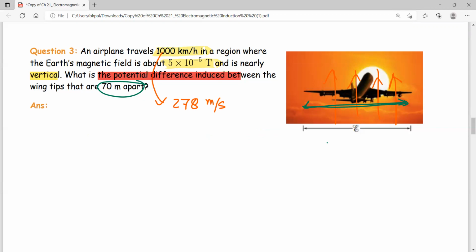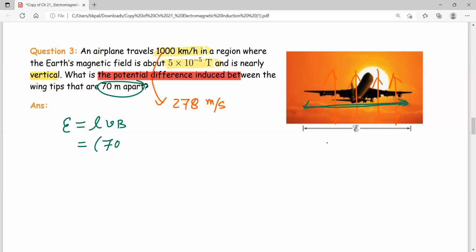The equation we derived when we talked about the motional EMF was something like this: E, the induced EMF, equals BLV, where L is the length of the conducting wire, V is the speed of the conducting wire, and B is the magnetic field that is perpendicular to the loop. So here everything matches, and we can just plug in the values and calculate the EMF.